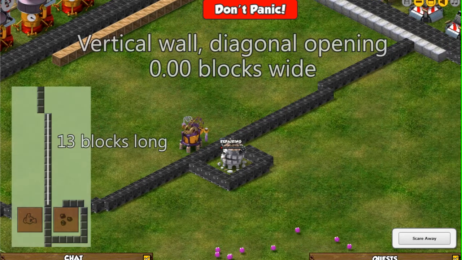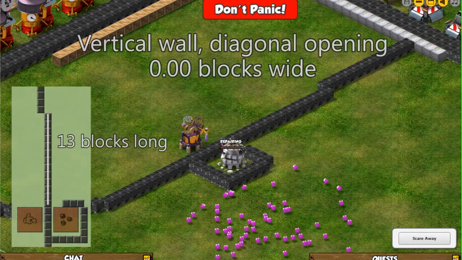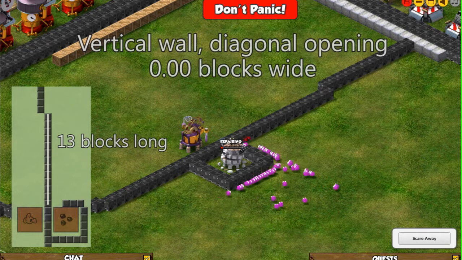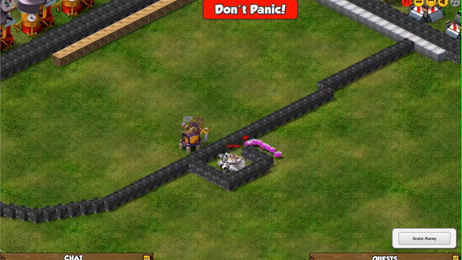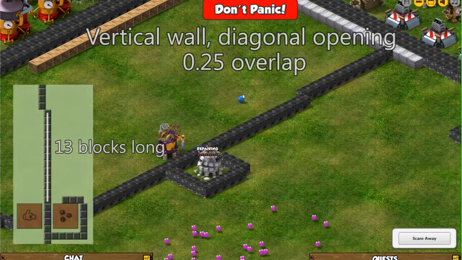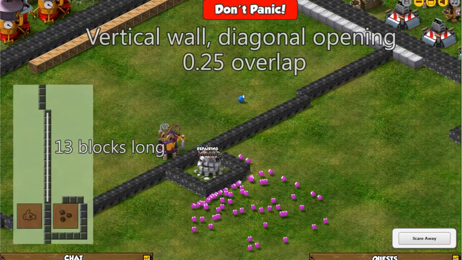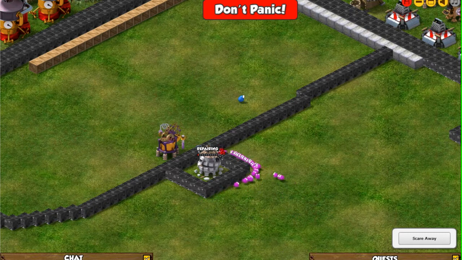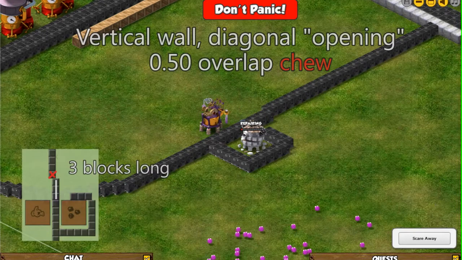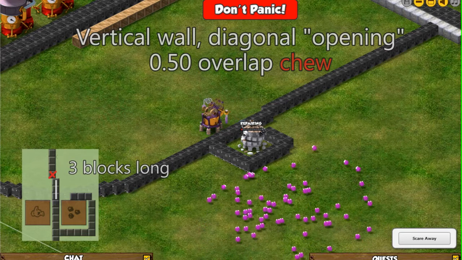And here we don't have a gap, or we don't have an overlap either, so they barely touch each other at the corner. Still passes though, just a regular opening, but narrow, so it doesn't path much. Now we got a 0.25 overlap. It still counts as an opening. And now we got an opening, a 0.5 overlap. It causes a chew 3 blocks away.